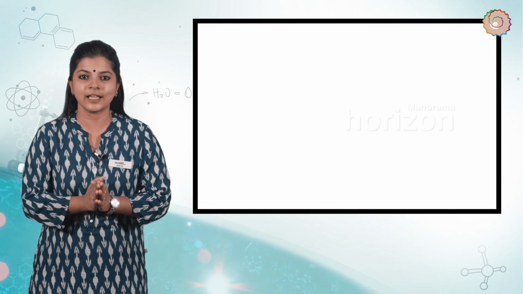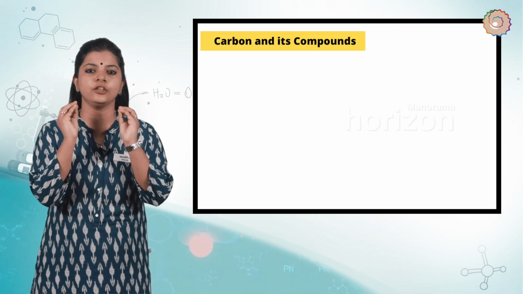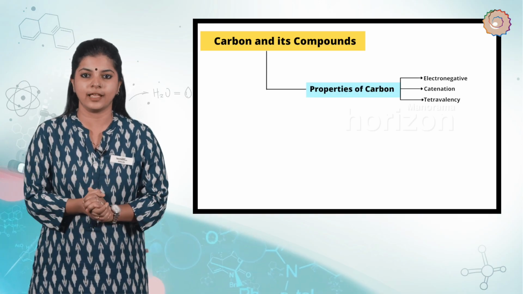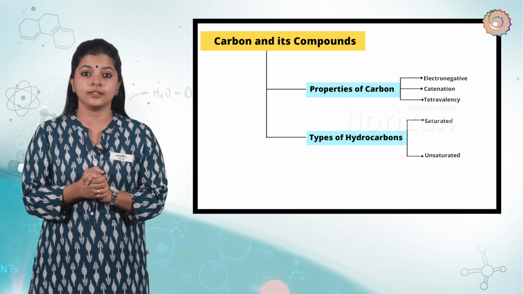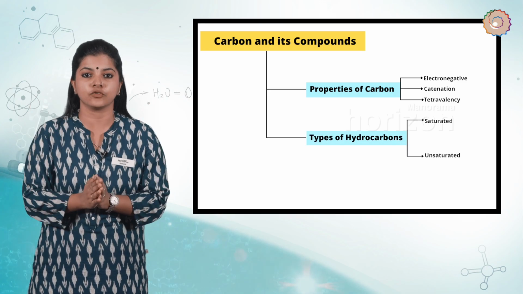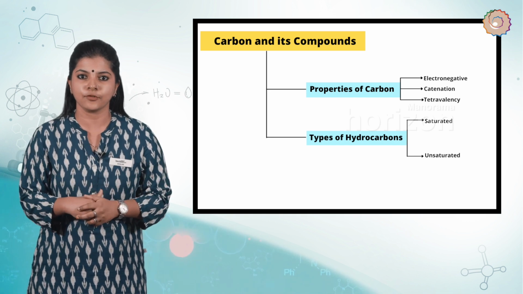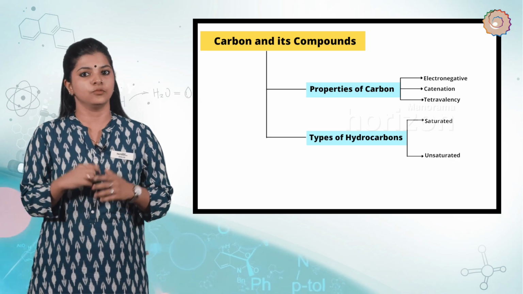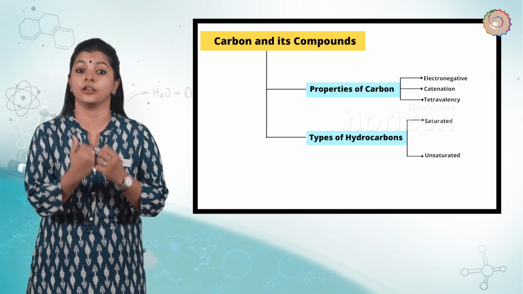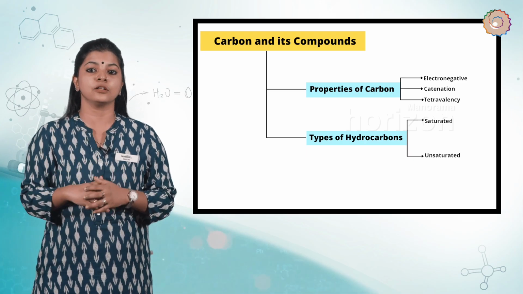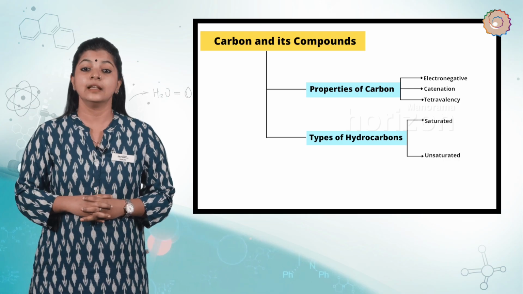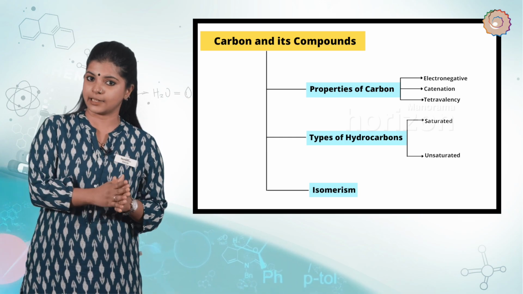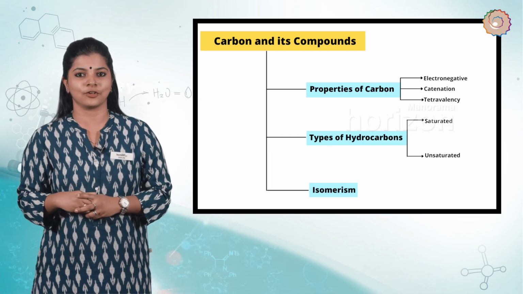So, now let's summarize this section. Carbon is a very unique element showing unique properties like catenation, tetravalency, and electronegativity. The different types of hydrocarbons are saturated and unsaturated hydrocarbons. What are saturated hydrocarbons? They are hydrocarbons having all single covalent bonds between the carbon atoms. What are unsaturated hydrocarbons? They are hydrocarbons having a double or a triple covalent bond between two carbon atoms. Carbon compounds can also exhibit isomerism, that is, they can have the same molecular formula but different structural formulae.